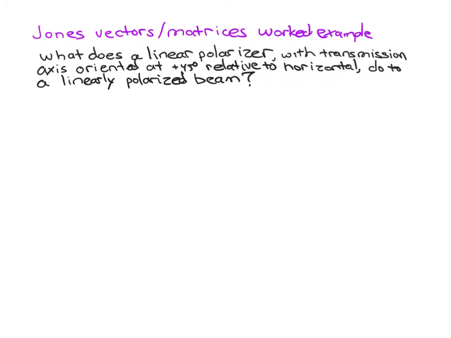Hello. In this worked example, I'm going to show you how we can use the Jones vectors and matrices formalism that was described in the polarization tutorial to treat a simple problem. The problem is what happens when you send a vertically polarized light beam into a linear polarizer whose transmission axis is oriented at an angle of plus 45 degrees relative to horizontal.